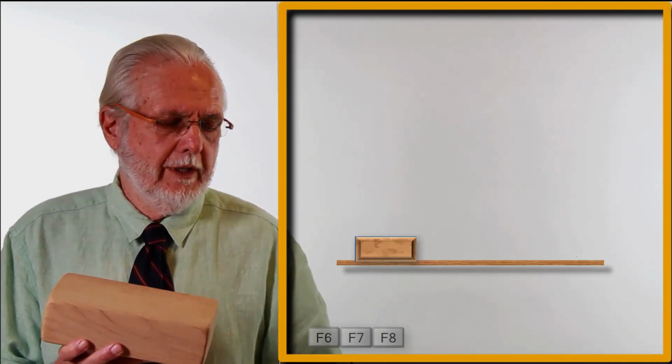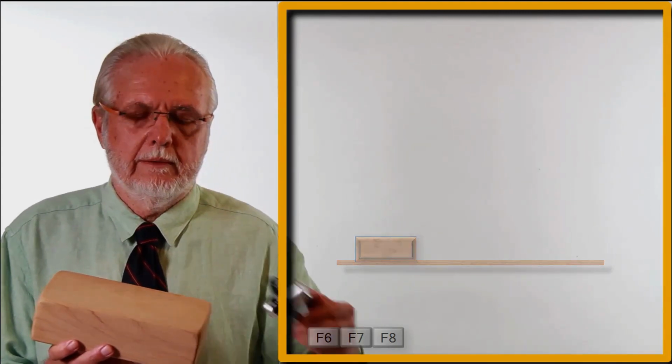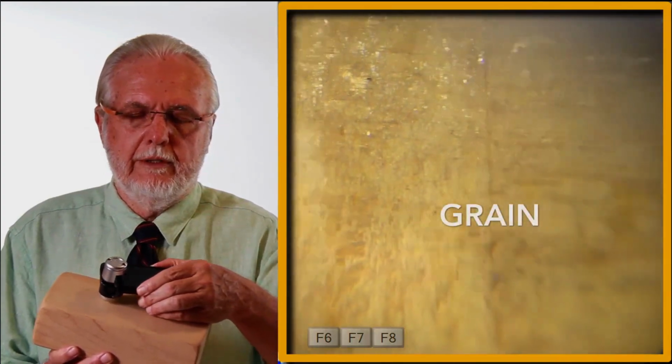Unlike the spacecraft, if we slide this wooden block across the desk, it stops. Friction comes about through imperfections in the surface of materials. This wooden block appears to be smooth, but under the microscope we see that it's not.